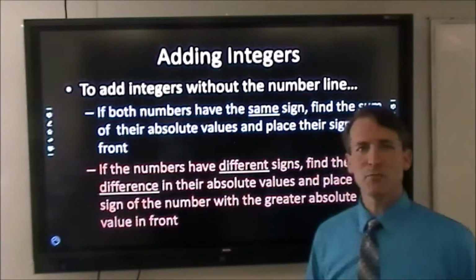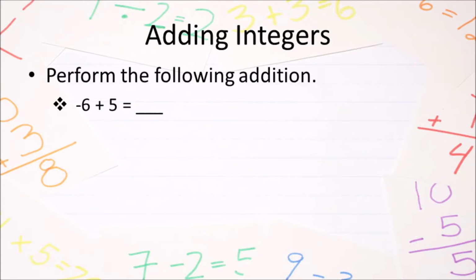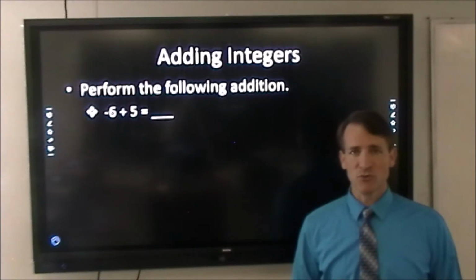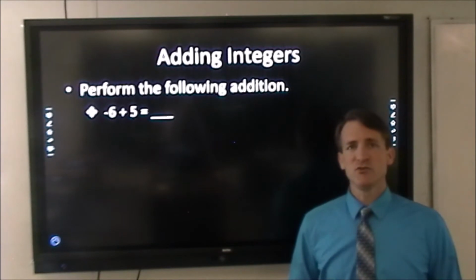We'll work out some examples here to give you an idea. So let's try this one. I have negative 6 plus 5. Now many people can do this without using these rules because they're very used to it. And if that works for you, you go right ahead. But I'm going to go ahead and use the rules.